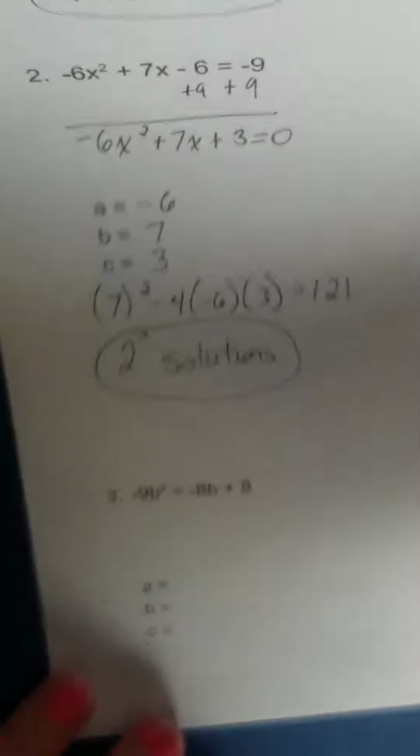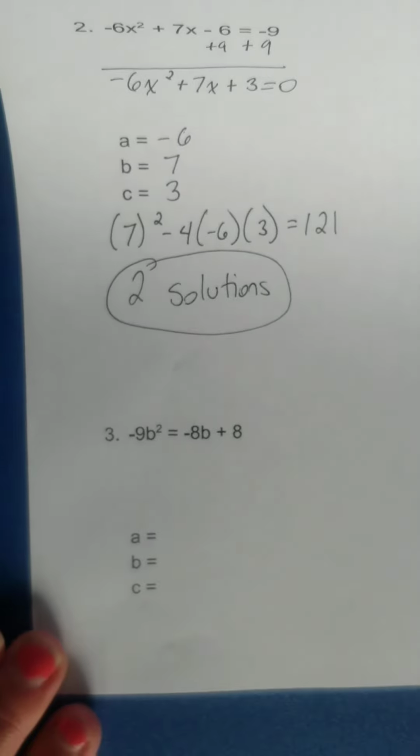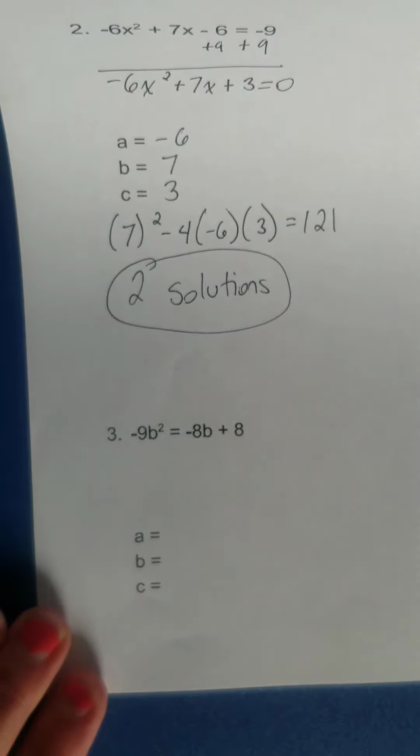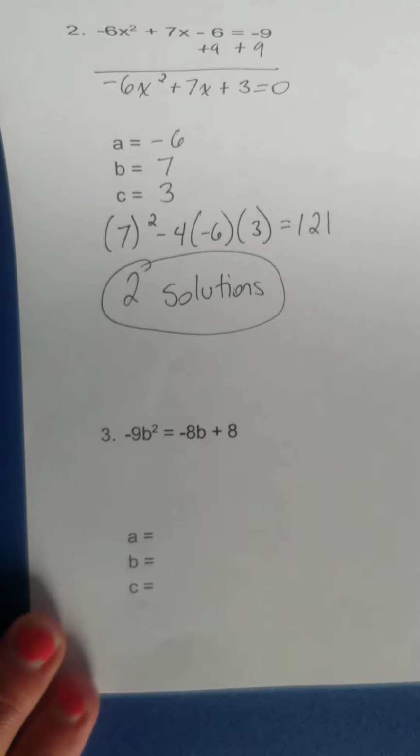And the last example, if you want to go ahead and pause the video and give that one a shot, you got to do lots of movement here. Some of you might opt to move the 9b squared. Others will move the 8b and the 8. That's what I'm going to do. So if you wanted to do it the same way as me, you want to do that. But pause the video, take a moment, see how far you can get.